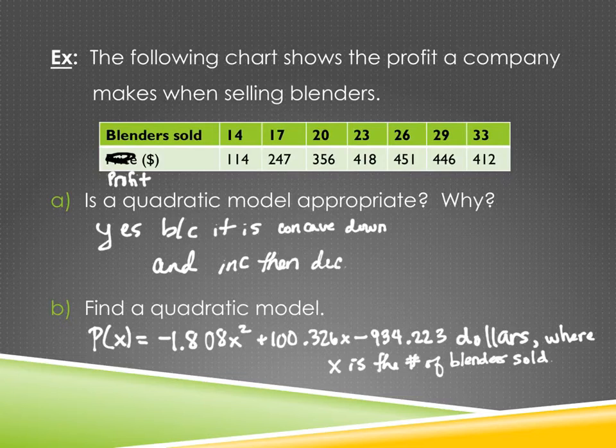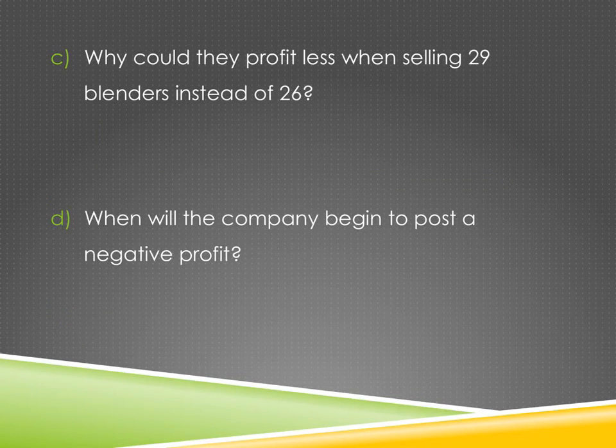The next two questions are related to the context of the problem. They're using information to actually figure out whether things make sense in context. So part C says, why could they profit less when selling 29 blenders instead of 26? How could that possibly happen? And it is in your table, I think, even straight out, right? 29 is $446, whereas 26 blenders was $451. How is that possible in a business context? Do you have an idea?